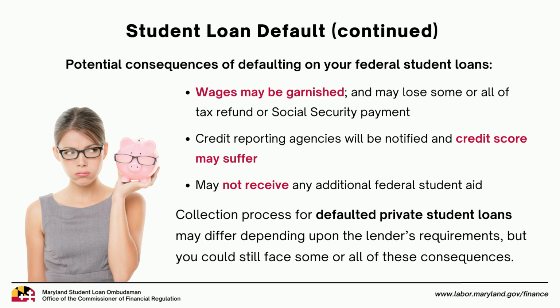The collection process for private student loans may differ depending on the lender's requirements and collection processes, but you could still face some or all of these consequences if a collection action is brought against you for a defaulted private student loan. If you have missed one or more student loan payments, or if you are at risk of falling behind on your payments, you should contact your student loan servicer as soon as possible to ask for assistance. The sooner you reach out for help, the better. Always contact your student loan servicer directly using the contact information on your monthly bill.